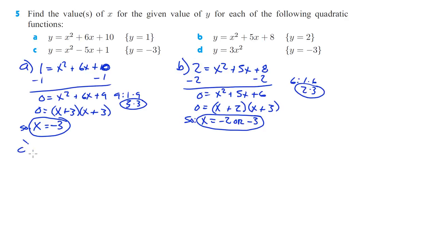Okay, C, we've got negative 3 equals x squared minus 5x plus 1.